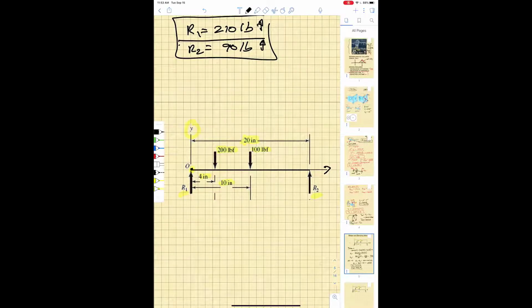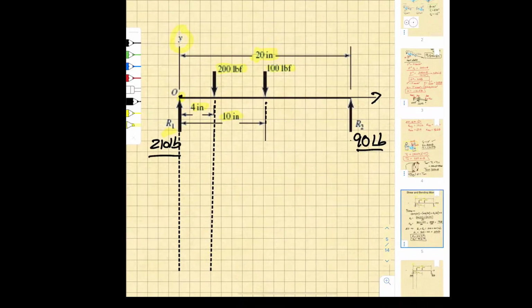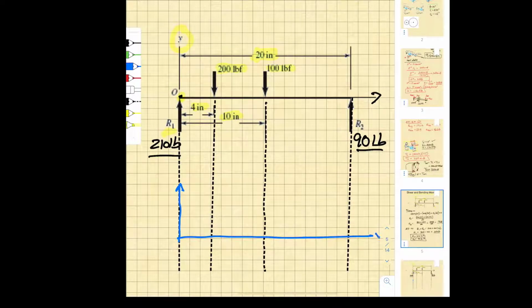And what we want to do is draw some shear and bending moment diagrams. So I'm going to take note of the fact that R1 is 210 pounds right here, and I'm going to put R2 being equal to 90 pounds over here. And I'm going to use my dashed line to extend down here so I can draw a shear and a bending moment diagram. Now I'm going to draw a coordinate system here. I'm going to put my X and Y coordinate system, with shear here, and I'm going to move along the beam along the X-axis.